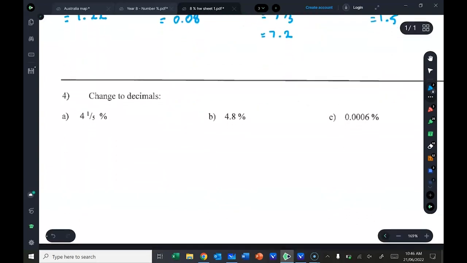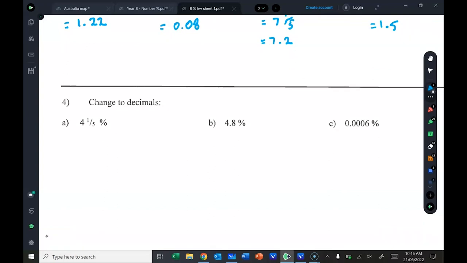All right. Question 4, we're nearly done. You ready? So let's do 3 more and make sure that we've got all this down pat and keep the video nice and short for later. We just learnt that a fifth is 0.2. So we know that this is the same as 4.2%.